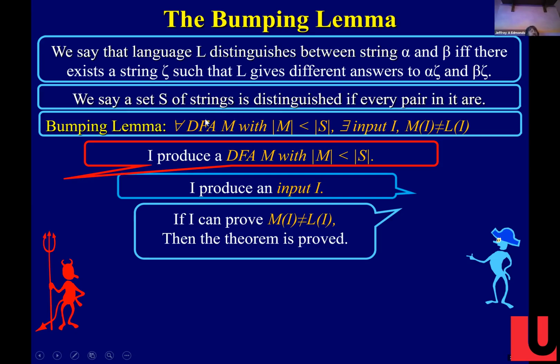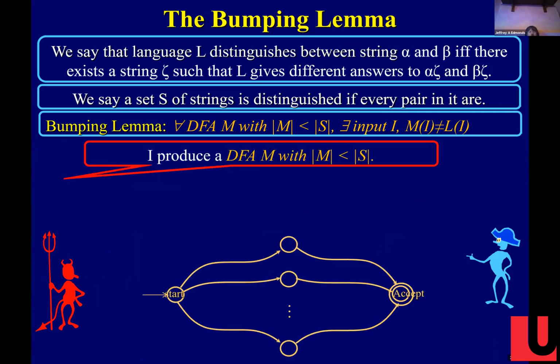If you give me any DFA that has fewer states than the size of the set S, then I can come up with an input such that your DFA on that input isn't the required answer for my language. Does that make sense? So how are we going to do it? Remember what S is. S is a set of strings in which each pair is distinguished.